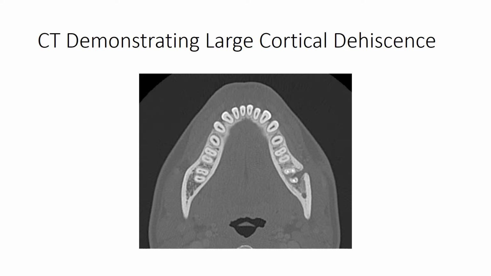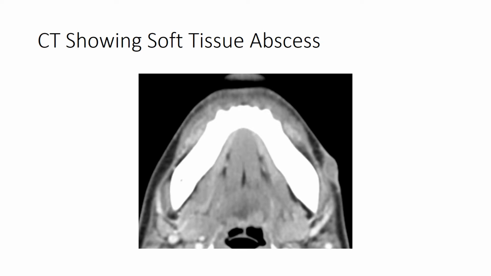Here's another axial section CT and bone windows showing the cortical dehiscence, and this likely corresponds to that defect we saw on ultrasound. This axial section in soft tissue windows nicely demonstrates the abscess, and you can see how superficial it is.